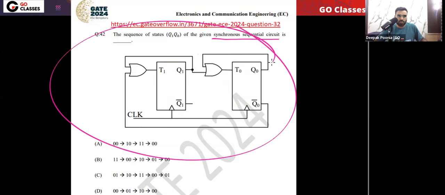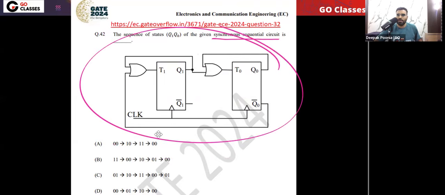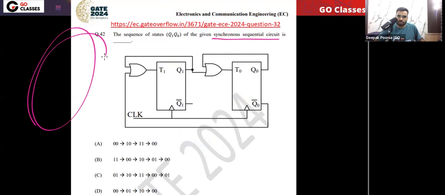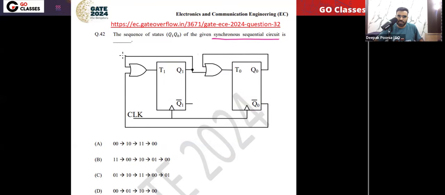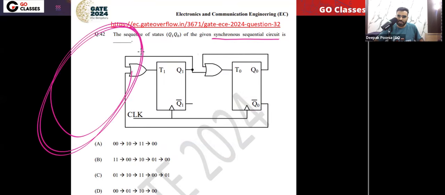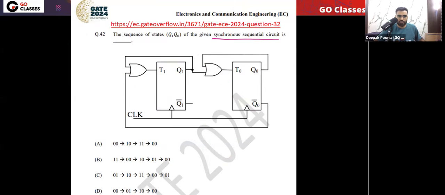Remember, the initial state is not given to you. The reason is that the question is simply asking you for the state diagram. You just make the complete state diagram, meaning for every possible present state, you find what the next state will be. So in the state table, for every possible present state, we are going to find the next state. This is what we are going to find.